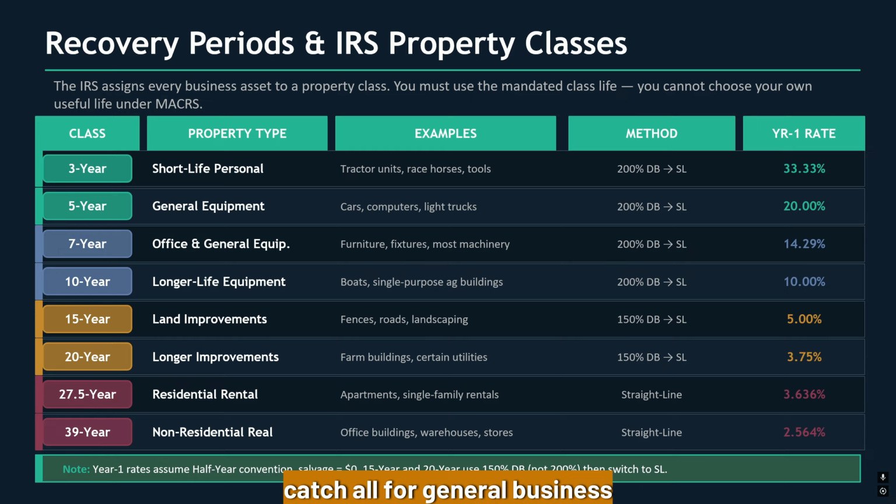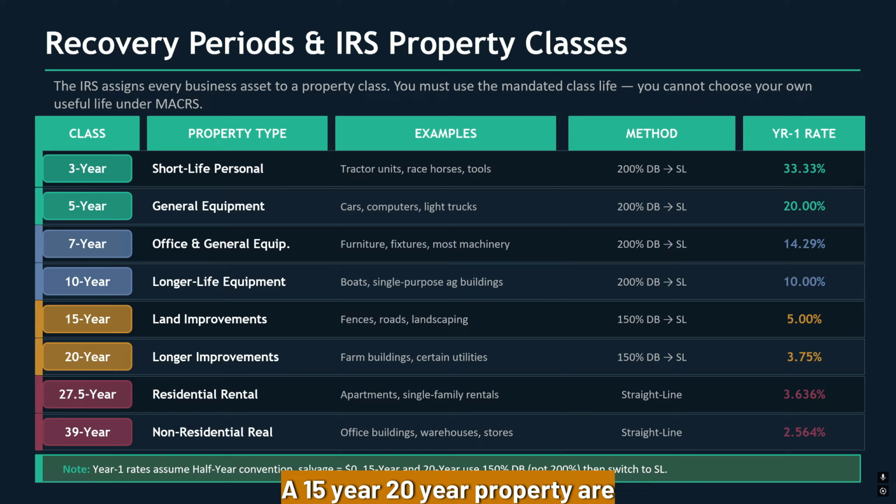7-year property is a catch-all for general business property. Office furniture, fixtures, and most manufacturing machinery that doesn't have a specific class lands here. The year 1 rate is 14.29%. 10-year property covers things like boats and single-purpose agricultural structures.